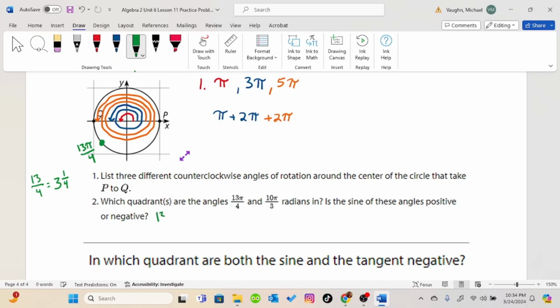So 13 pi over 4 is in quadrant 3. Is the sine of these angles positive or negative? Well, sine is the y, and in quadrant 3, sine is negative.